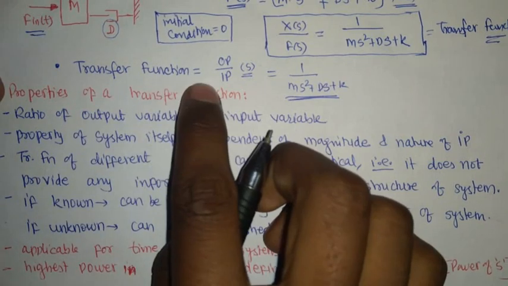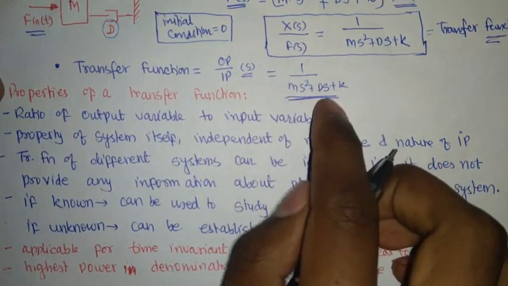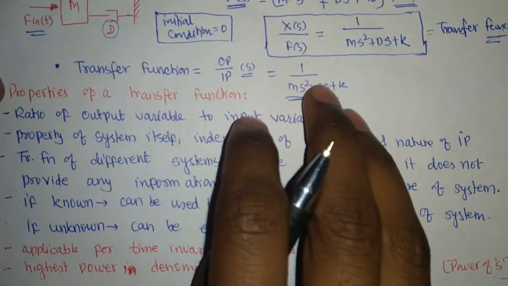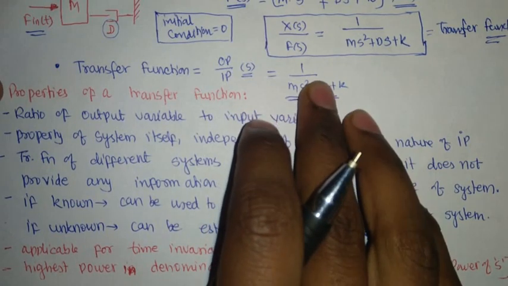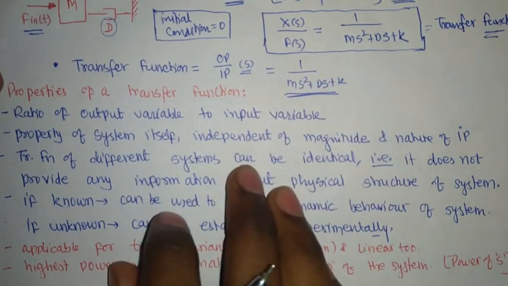In our transfer function, nowhere do we have any mention of input. It is independent of input totally. It is the characteristic of our system, the physical system that we are having.